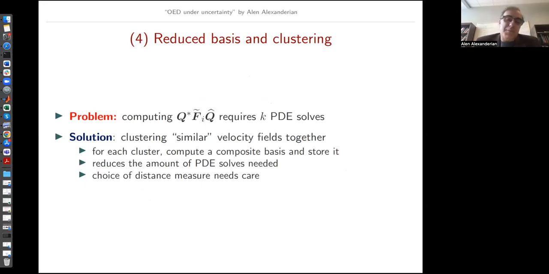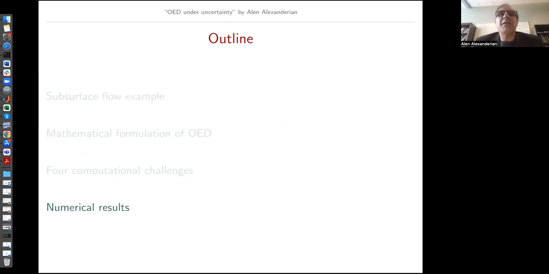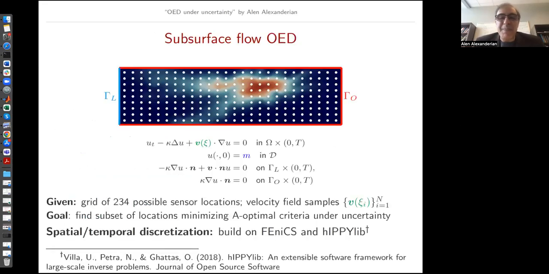Now I'm skipping details, obviously, but one thing that I will point out is that the choice of the distance you use during your clustering is kind of delicate, so that requires some care. You can look at how we did it in the paper, but that actually helped to compute these approximate surrogates for the F tilde i's in a more efficient way. So if you put all of that together, then now I can finally show you some numerical results. So let's go back to our advection diffusion example.